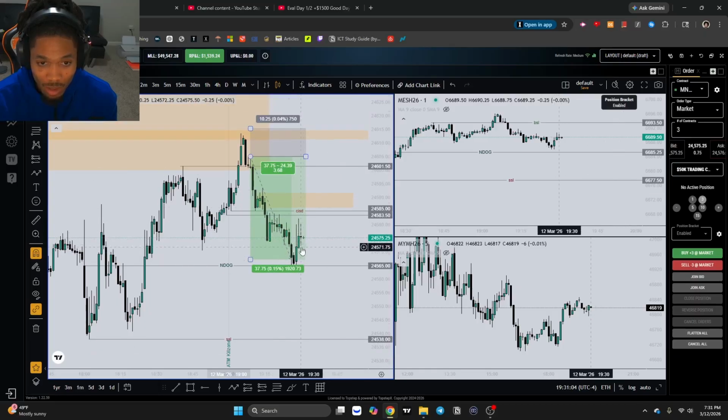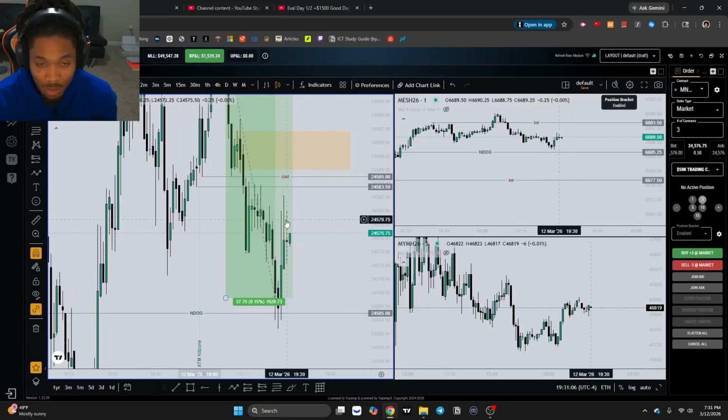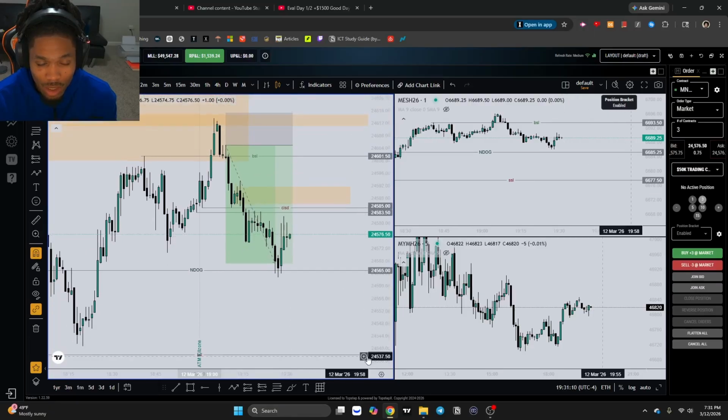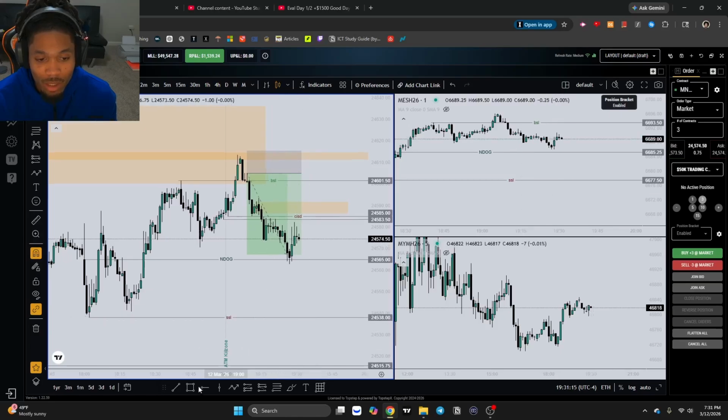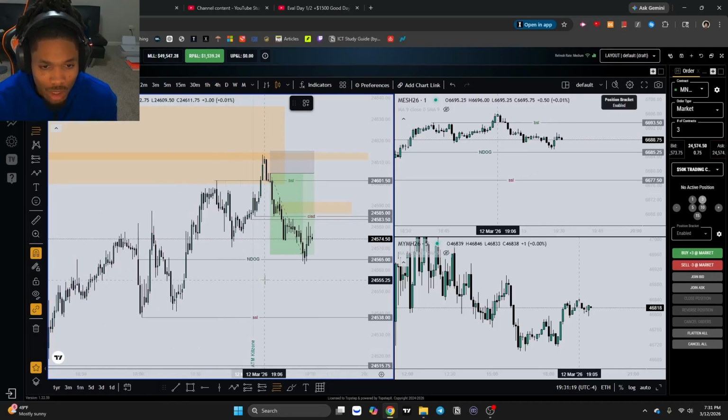It's looking good so far though. We still tap into this volume imbalance, couldn't get a close past, close below, doji. This is actually looking good. And then once again, I forgot about this. Forgot we have optimal trade entry.